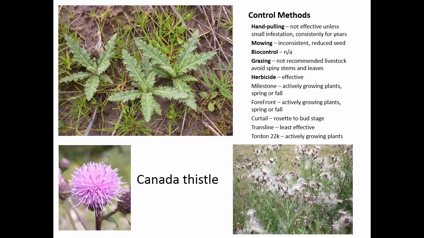The second one was Canada thistle. How many of you thought it was spotted knapweed? I know. It's Canadian. Yep, it's Canada thistle. Most thistles are taprooted plants, not Canada thistle. Canada thistle is rhizomatous under the ground. 70% of Canada thistle is below ground. You're not even seeing it. So hand pulling it is not so effective unless you have very few plants.